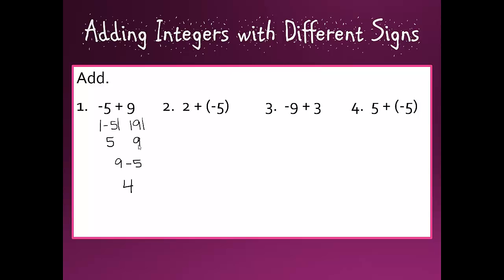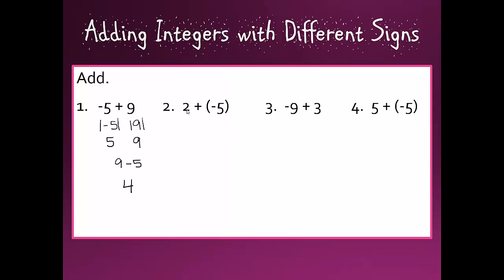Now we need to look back and see which one had the higher absolute value, or the largest absolute value. The 9 has the larger absolute value. So we look back at the 9 in the original problem to see if it's positive or negative. The 9 in this problem is positive, so our answer is going to be positive.